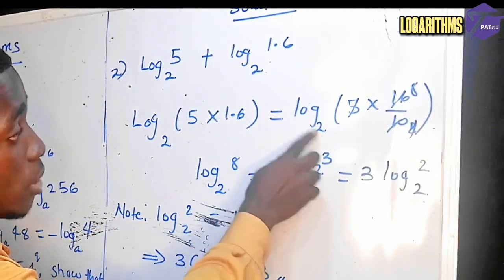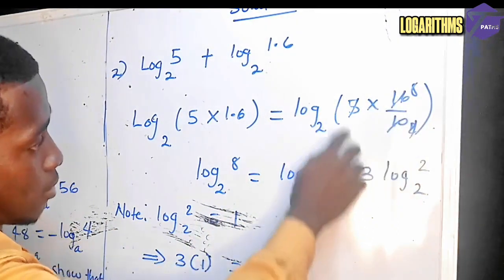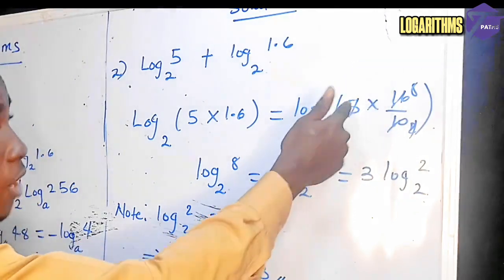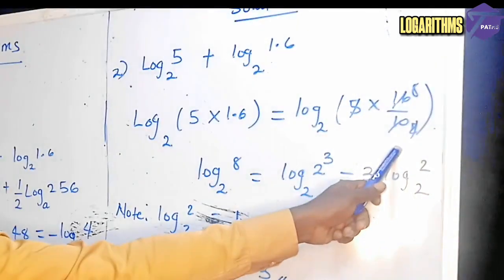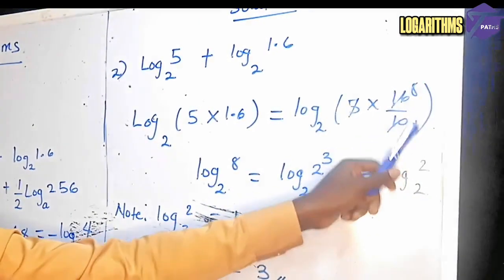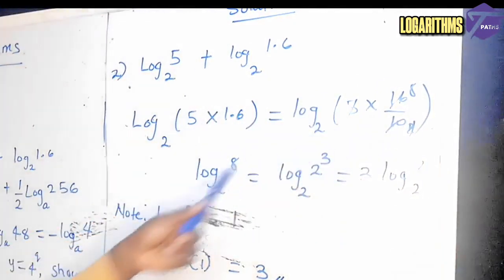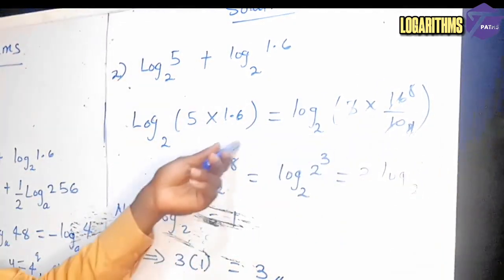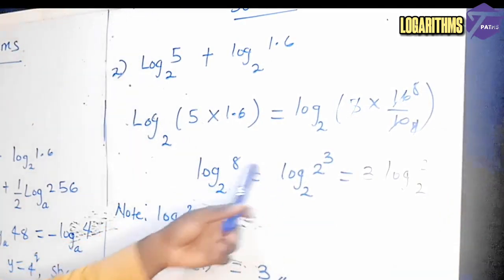So I have log base 2, open bracket, 5 times 16 over 10. I can then reduce the fraction. I have 5 counts 5 here 1, 5 here 2, right? I have 2 here 1, 2 here 8, right? So the result of everything here will give me log 8 base 2. Then I can then apply another law, right?